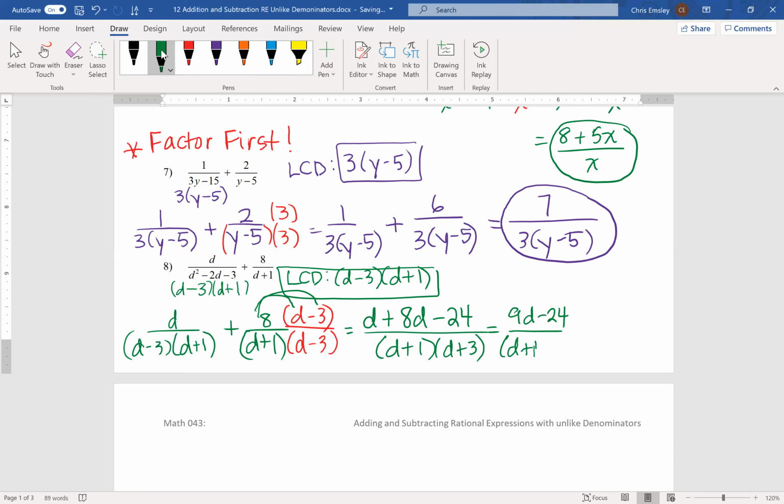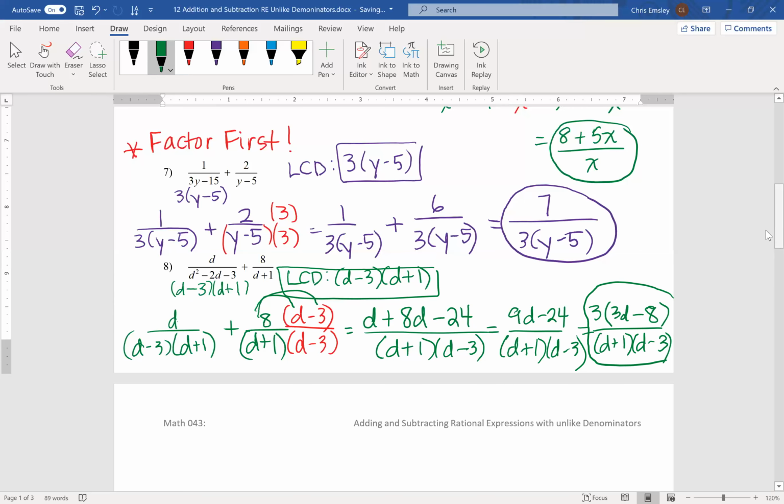Oops, I accidentally cut. Did you guys see that? Oh, that should have been a minus right there. Sorry, I copied it wrong when I recopied it. Fix that up. Okay, sorry, d plus 1, d minus 3. And then we're not quite done. It looks like the top of that could be factored. 9 and 24 share a common factor of 3, so let's pull out that GCF. So that would be our final answer.